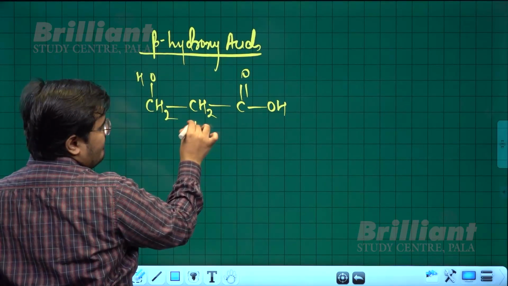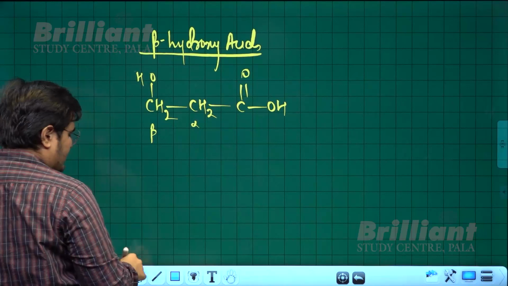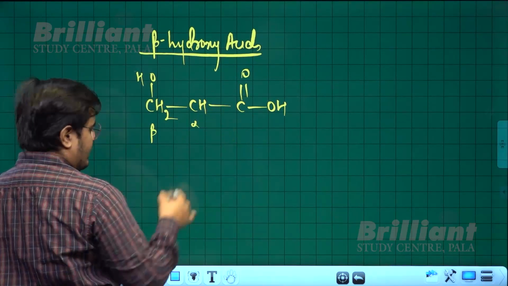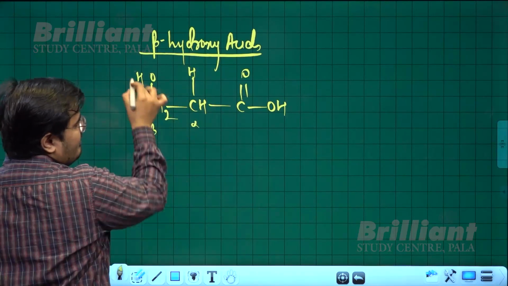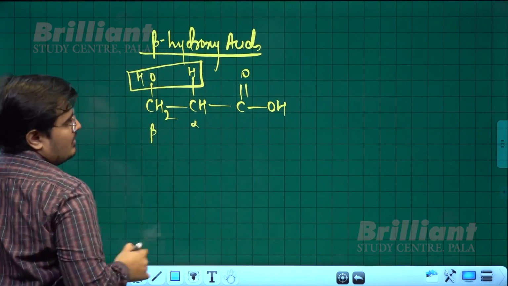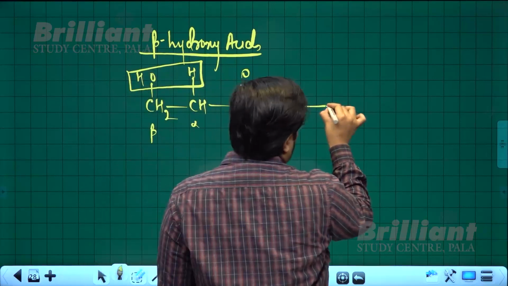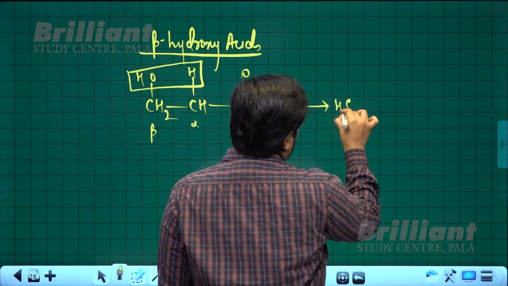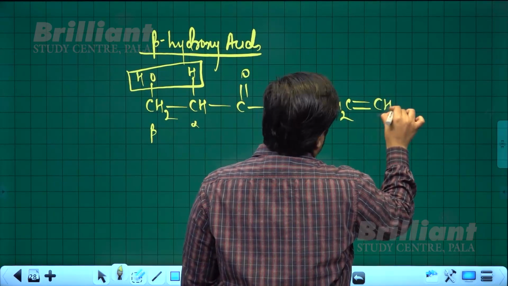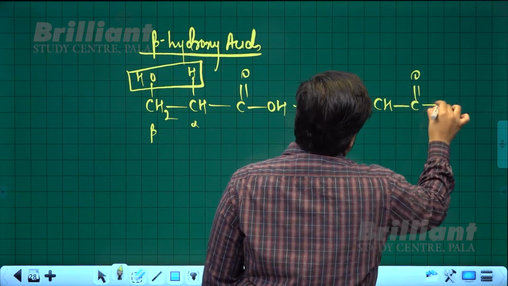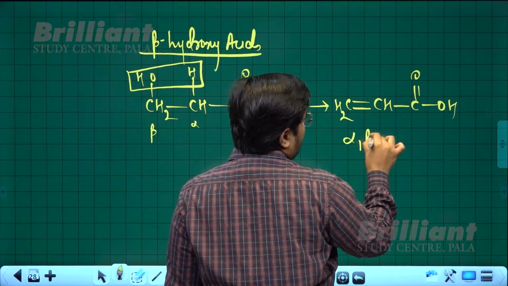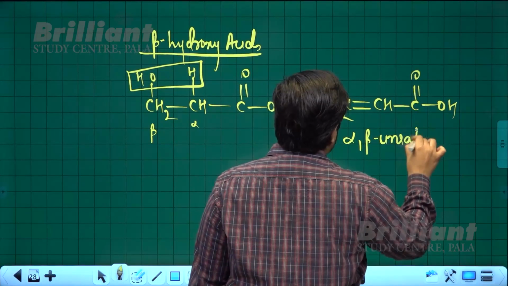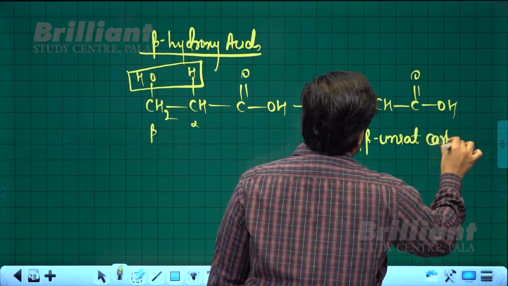So this is alpha position, this is beta position. What happens here is it actually undergoes removal of water from alpha and beta position. So what forms here is alpha beta unsaturated carboxylic acid. So beta hydroxy acids on heating will form alpha beta unsaturated carboxylic acid.